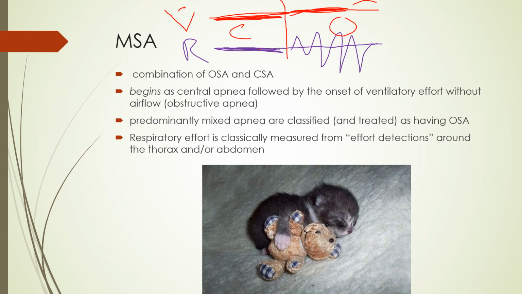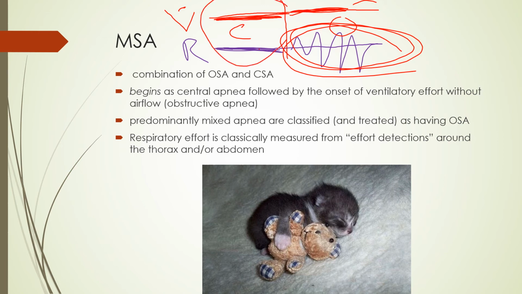Because remember, with obstructive, you have respiratory effort with no flow. So that's where it starts off central, where there's nothing on either of these. Then it goes to obstructive, where there's nothing on the flow, but there's respiratory effort. So this is a classic sign. This whole thing together is a picture that you'll see on their tracings, and that is a sign of a mixed sleep apnea, right? Most of these patients are treated as having obstructive sleep apnea.